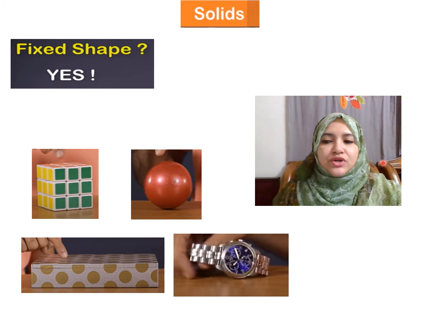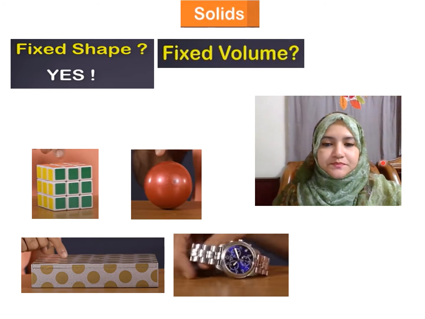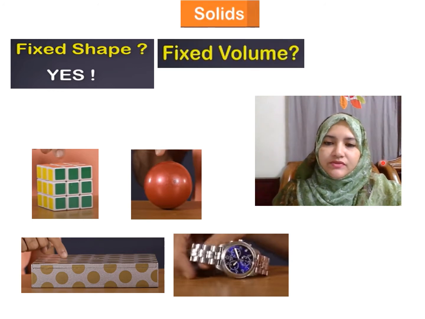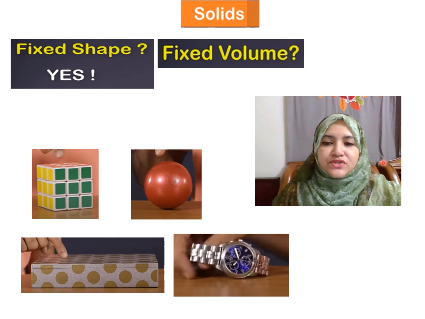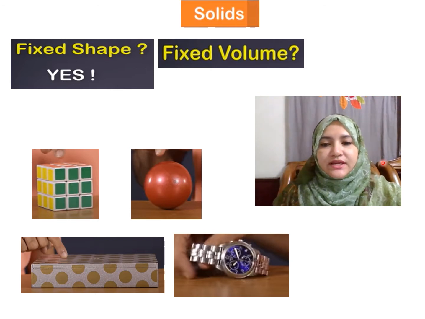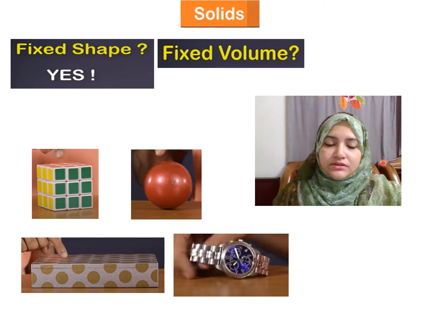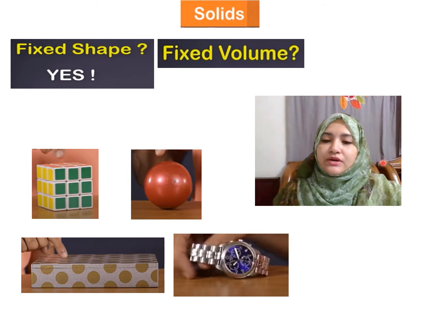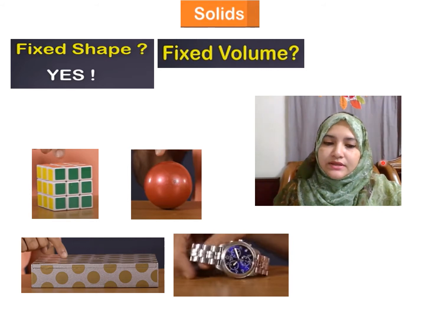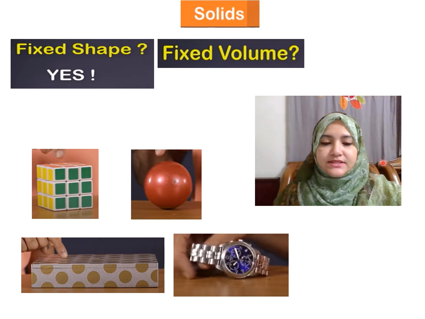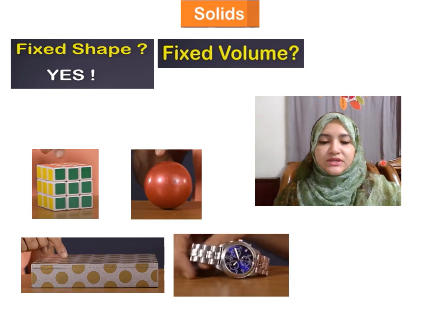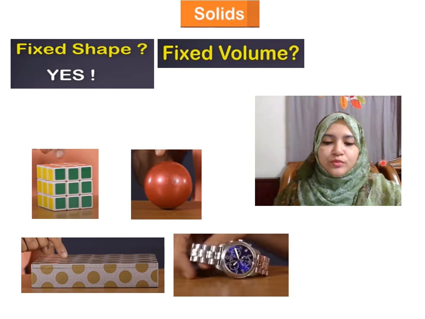Now, do solids have a fixed volume? Again, the answer is yes, because the space that the solids occupy does not change. The volume is fixed for solids, and we can calculate that volume also. If we measure the length, the width, and the height, we can easily calculate the volume of any cube or cuboid.